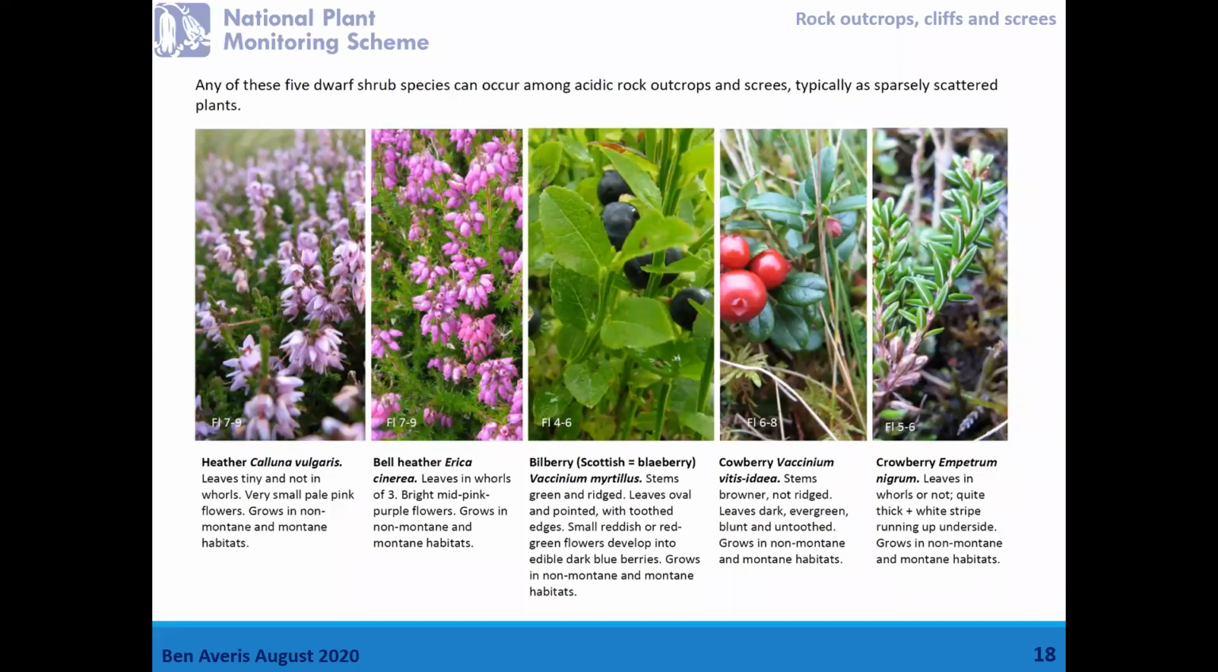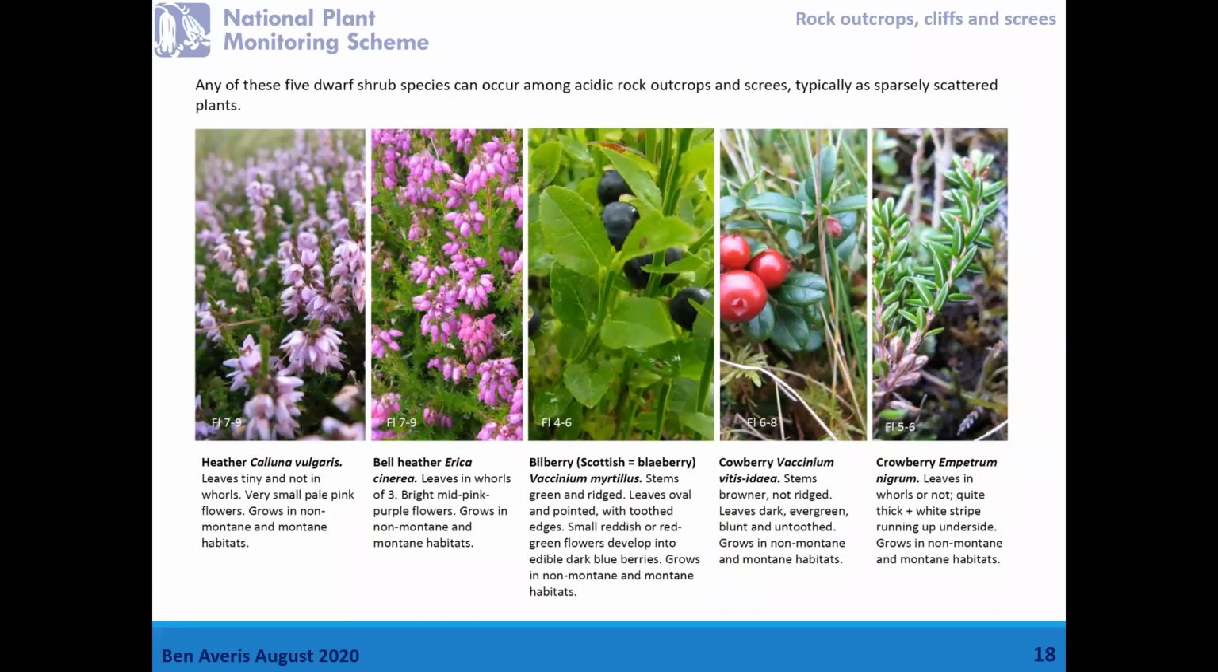The blaeberry, bilberry, we call it blaeberry up here, and the cowberry have broader leaves. Bilberry's leaves fall off in the autumn, and they have toothed edges, whereas cowberry's leaves are darker and leathery and evergreen. And the bilberry, you can always tell it any time of year because the stems are green and ridged. You've got those longitudinal ridges running down them, and it has edible berries, of course.